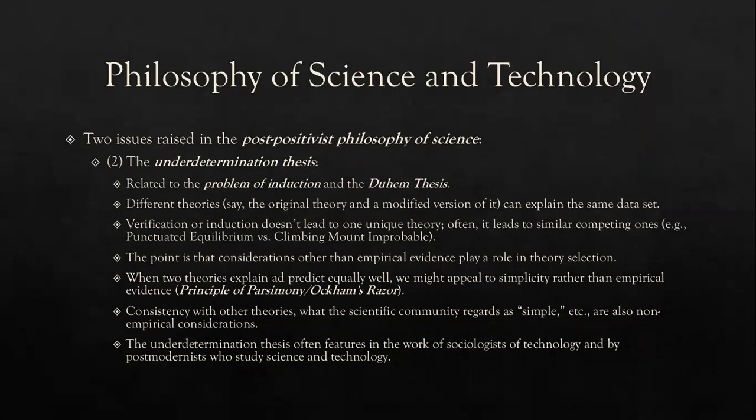Ah, the underdetermination thesis, right. So this is kind of related to the problem of induction. It's kind of related to Duhem's thesis. Basically, it goes like this. We can have different theories. Maybe we have an original theory, and then we have a slightly modified version of that theory, and they can explain the same data set, right? Now, the problem is that verification or induction doesn't lead to one unique theory. Often it leads to different competing theories that can explain the same data set.